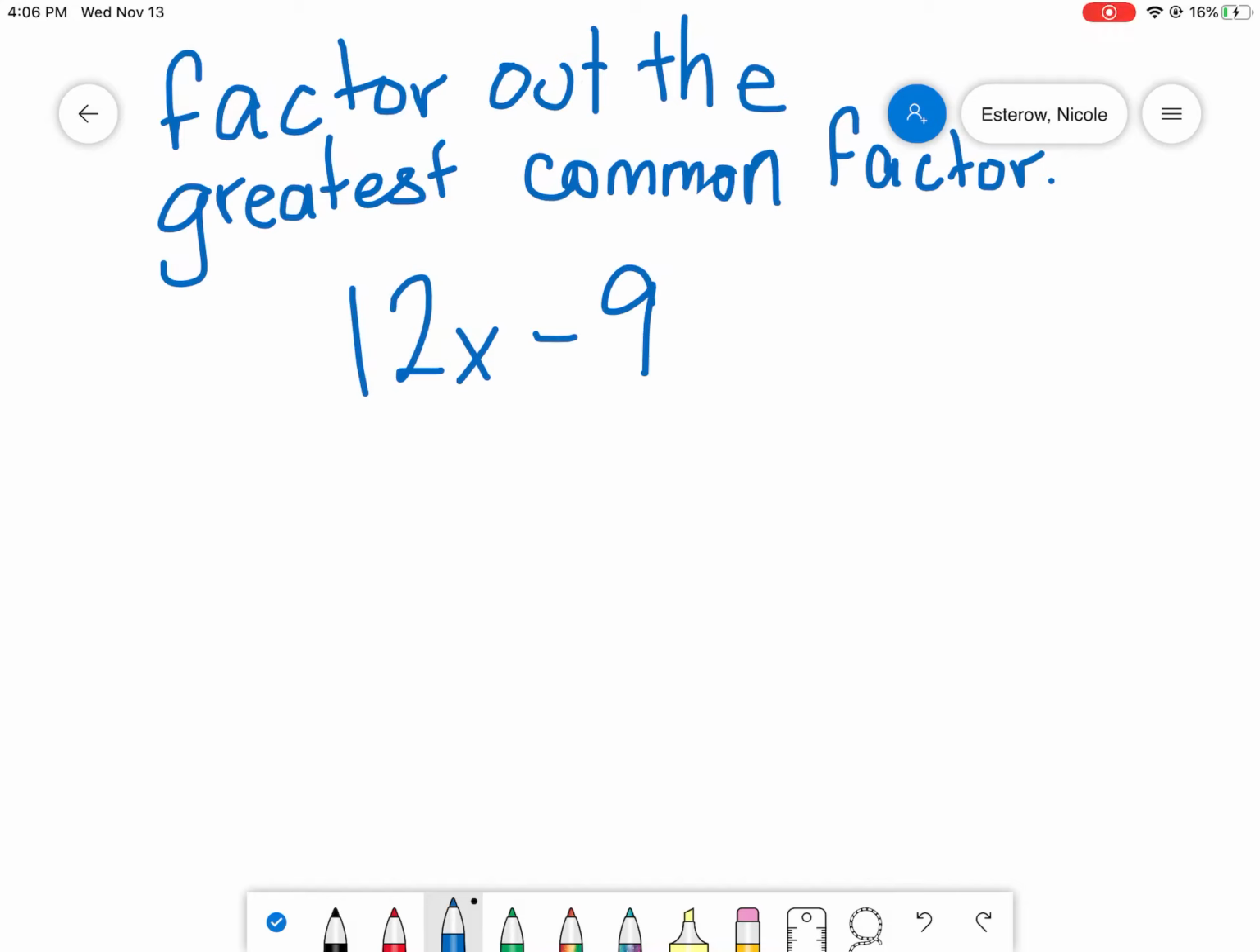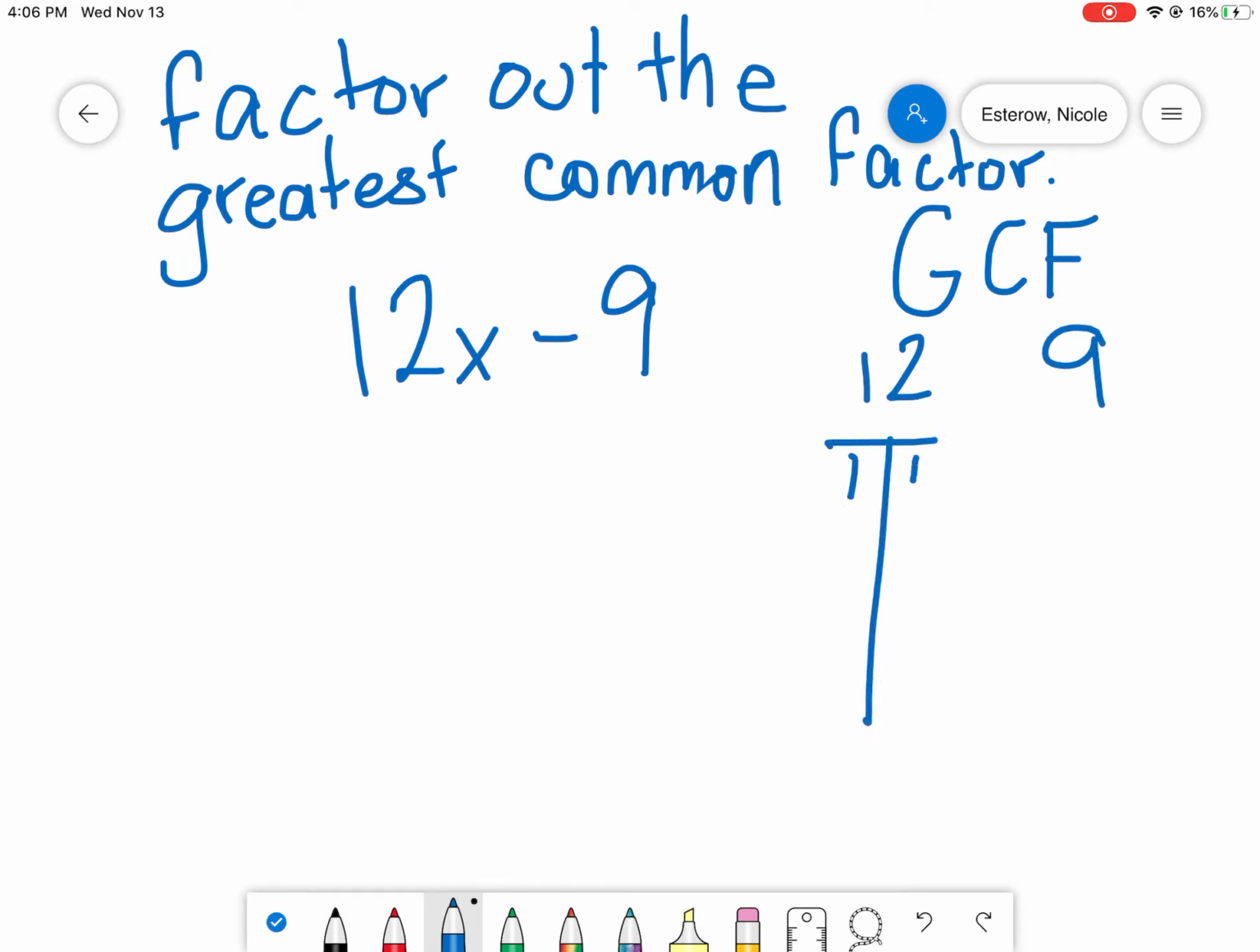The directions for this question say factor out the greatest common factor, 12x minus 9. Greatest common factor can also be called the GCF. In order to find the greatest common factor, I need to list all the factors of 12 and 9. So let's start with 12.